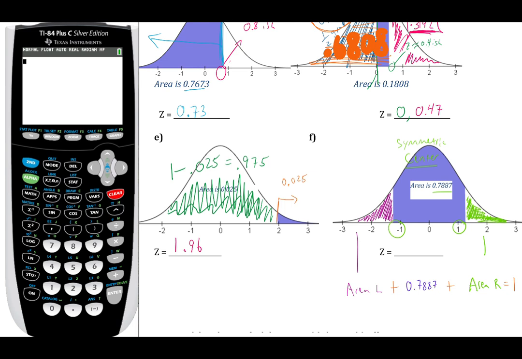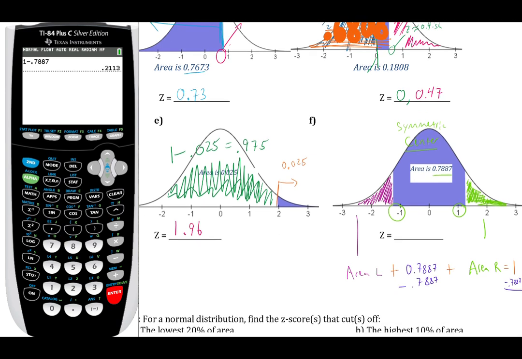So if I were to subtract 0.7887 from both sides, doing this a little bit algebraically, I would find that the tails of the graph would have a total area of 0.2113. So area L plus area R are equal to 0.2113.